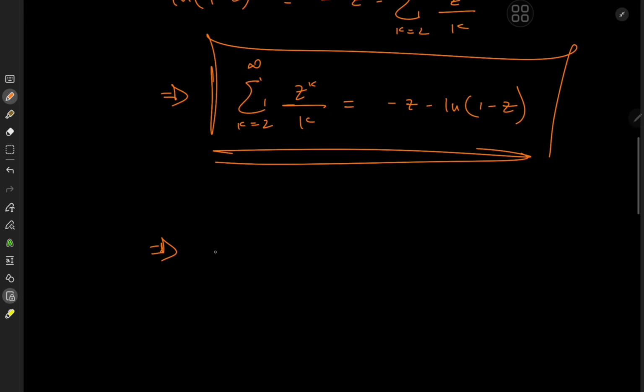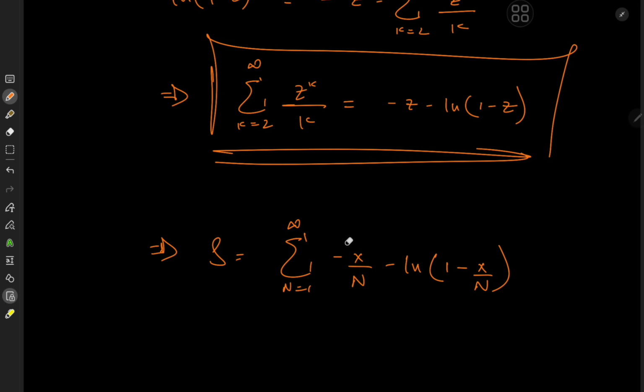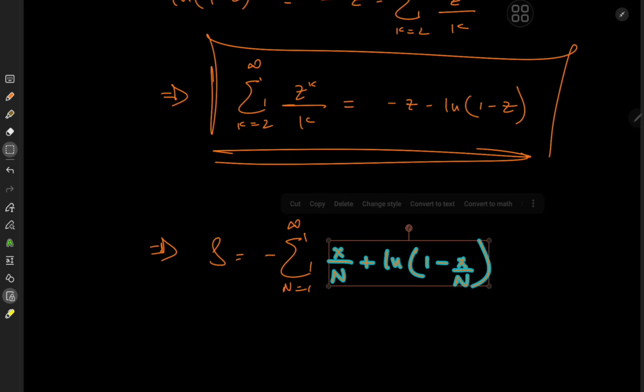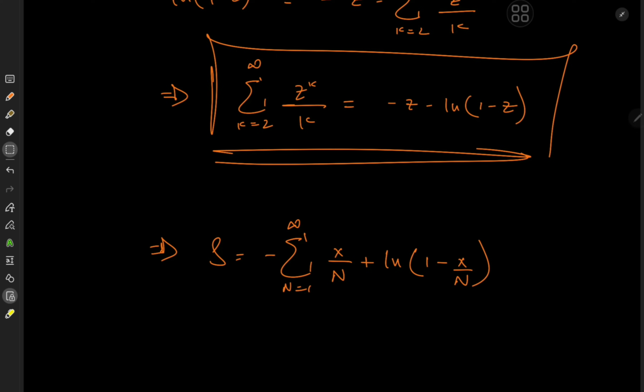So this implies that the target sum S equals the sum over n from 1 to infinity of minus x/n minus log(1 - x/n), and of course we could factor out the negative sign so that we have a plus sign over here. Okay, cool. I'm pretty sure this thing doesn't converge. Okay guys, the end. See you next time.